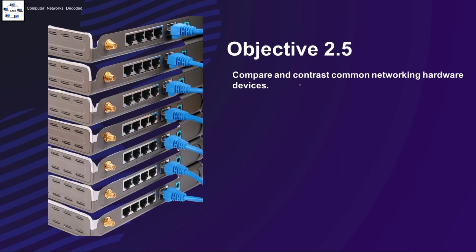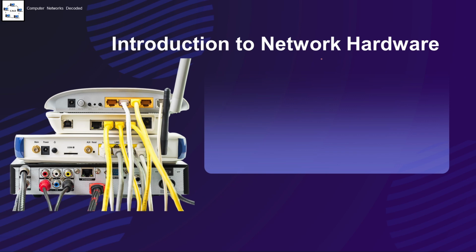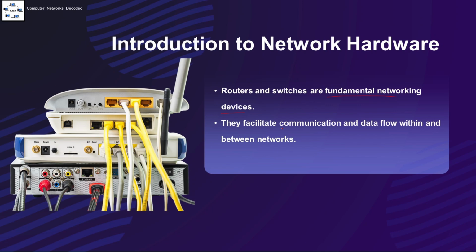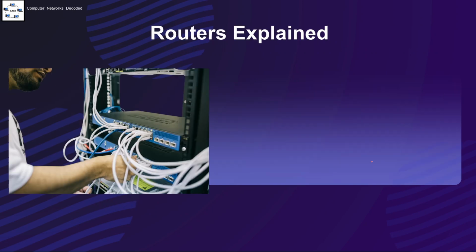Objective 2.5, compare and contrast common networking hardware devices. Introduction to network hardware. Routers and switches are fundamental networking devices, and these devices facilitate communication and data flow within and between networks. A switch is basically used to communicate data within a network, but when we need to route traffic between different networks, we need routers. Understanding their distinct functions is crucial.